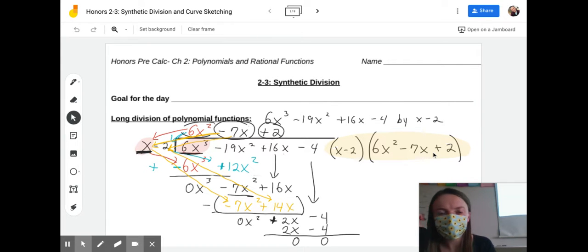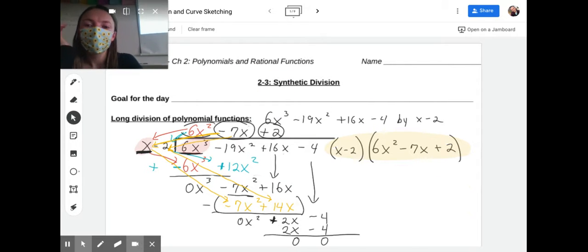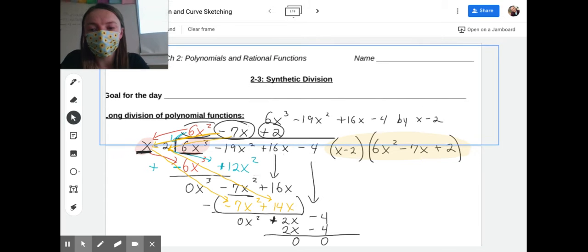Okay, so today we're going to do a really quick lesson. It's a review of synthetic division, which is something that you guys probably learned in Algebra 2. So the first thing that we warmed up with was this question, 6x cubed minus 19x squared plus 16x minus 4 divided by x minus 2.